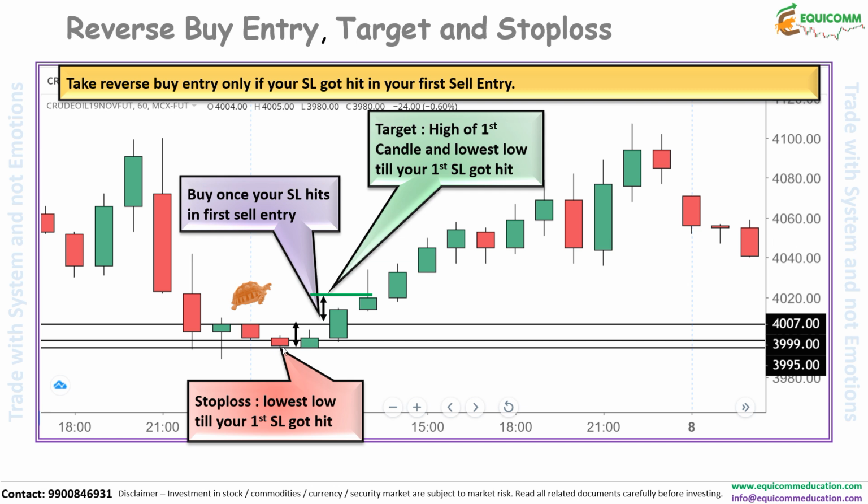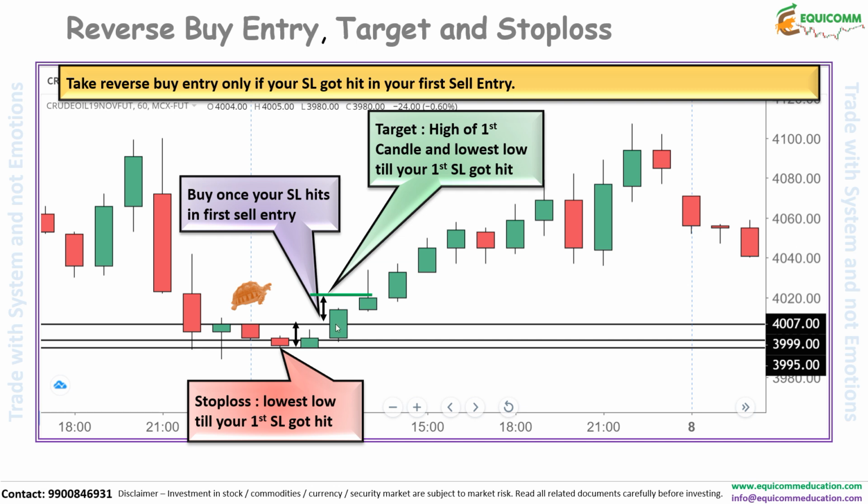See, the price has turned back and touched this line, the high of the red turtle candle. This is our stop loss, so we have to exit from this first sell position, and we would have made some loss here, correct? Now what our system says is that you go for a reverse buy.